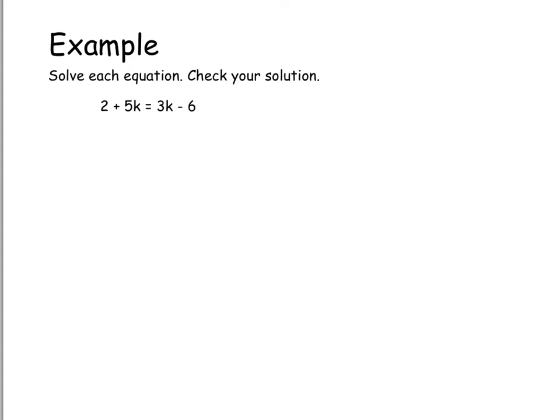Okay, here's our first example. We're going to solve each equation and check our solution. So first of all, again, I want you guys to draw your line down the equal sign. And my very first step, I want you to cover up the right side of your equal sign. And I have 2 plus 5k on that side. If I could, right now, simplify that side, that's where I would. But right now, 2 plus 5k is as simple as it will go.